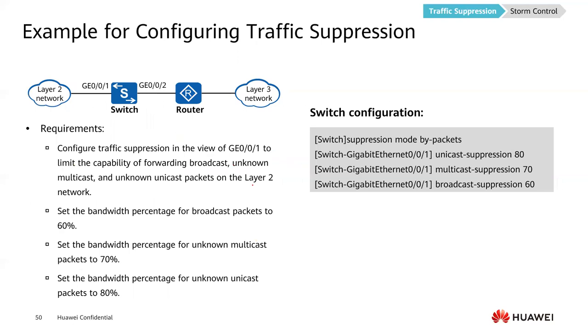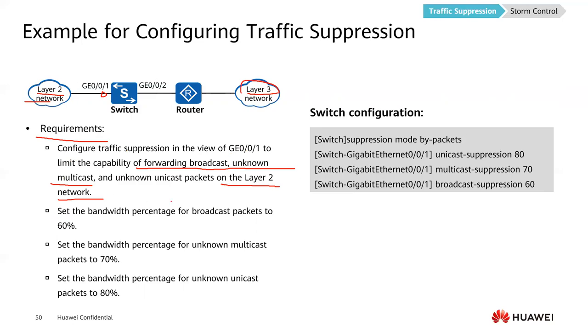Now let's look at the example of configuring traffic suppression. We have switches and routers. The left part of the switch is a layer 2 network, and the right part of the router is a layer 3 network. Our requirement is to configure traffic suppression in the view of this port, GigabitEthernet 0/0/1, to limit the forwarding of broadcast, or what we call BUM traffic, on the layer 2 network.